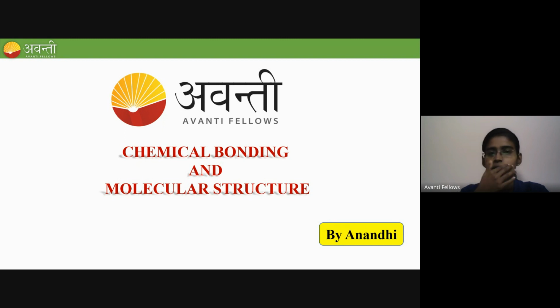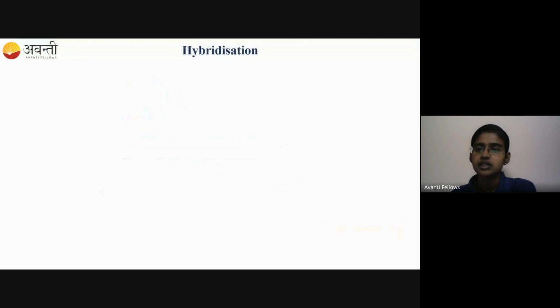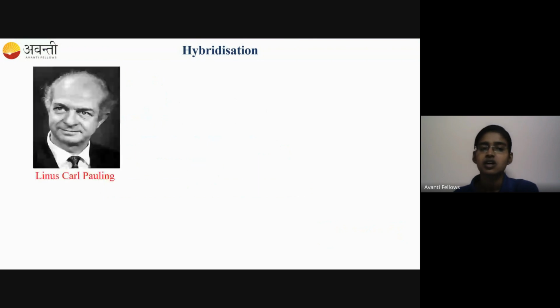Okay. So, we are in chemical bonding, right? Today we are about to start the hybridization part. Yesterday we discussed the VSEPR theory and the valence bond theory. So today let's start with hybridization. What is hybridization? And before that, who proposed hybridization? Linus Carl Pauling. This scientist Pauling proposed the hybridization concept.